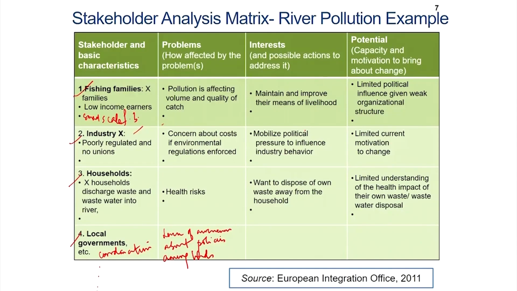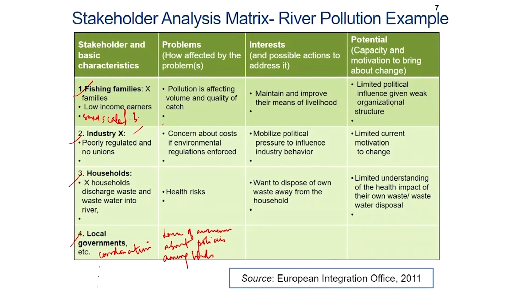Unions, their interest could be to mobilize political pressure to influence industry behavior. Households, their interest could be to want to dispose of their own waste away from the household, and therefore, depending upon their interest area, in the sense of what is the stakeholders' interest in this particular problem, they might want to coordinate and therefore contribute to the solution of this problem. The potential, capacity and motivation to bring about change: with regard to the low income earning fishing families, limited potential political influence given weak organizational structure, poorly regulated and no unions, limited current motivation to change, and households' limited understanding of the health impact of their own wastewater disposal.